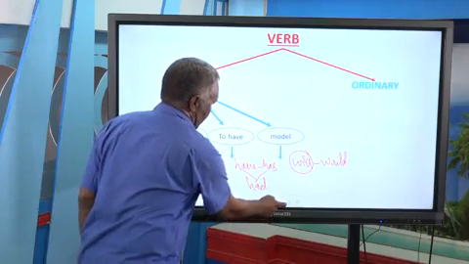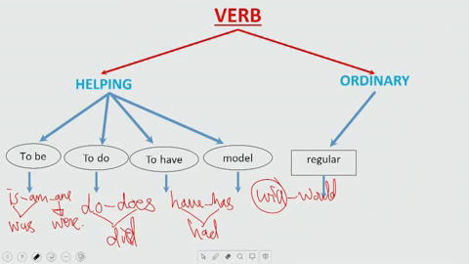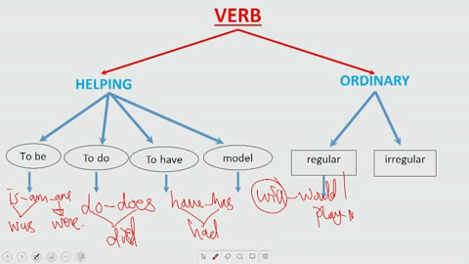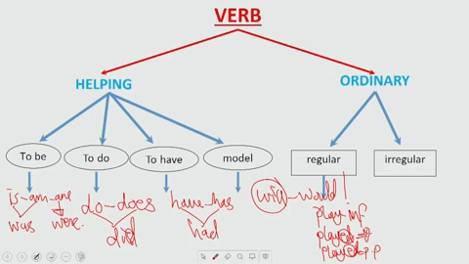Ordinary verbs. For ordinary verbs, we have regular verbs and irregular verbs. A regular verb is like the verb play. Play is the infinitive verb. The past of play is played, with ed, and the past participle is also played. This is the past and this is the past participle. A regular verb ends in ed. An irregular verb is like go, the infinitive verb. The past of go is went, and the past participle is gone.